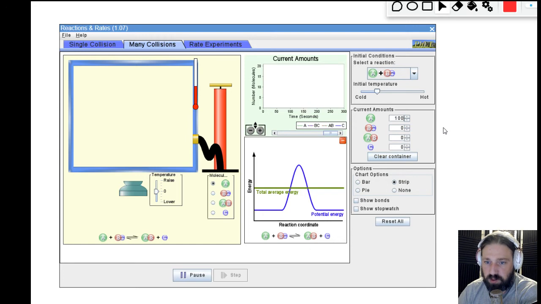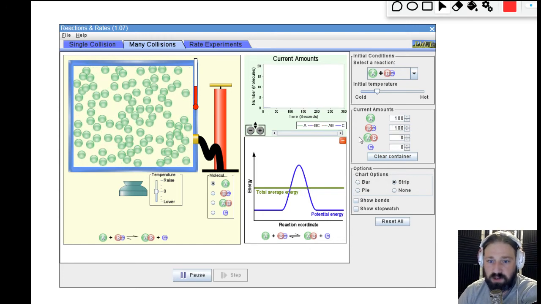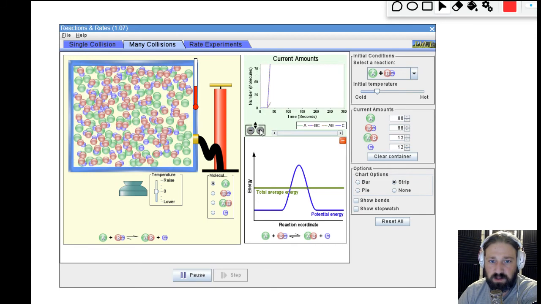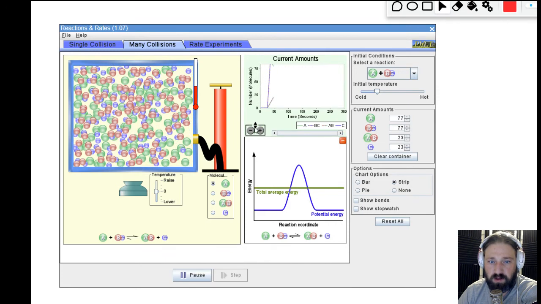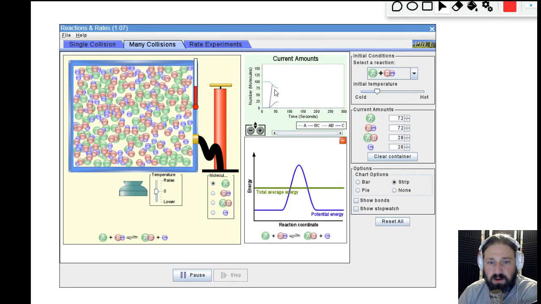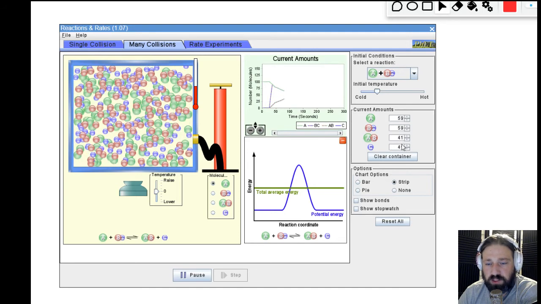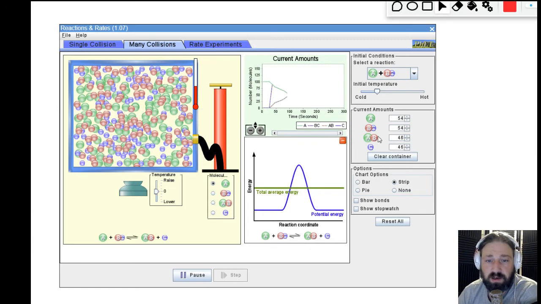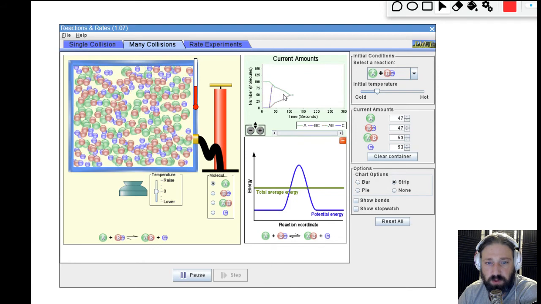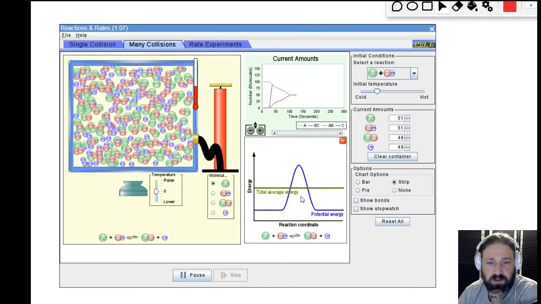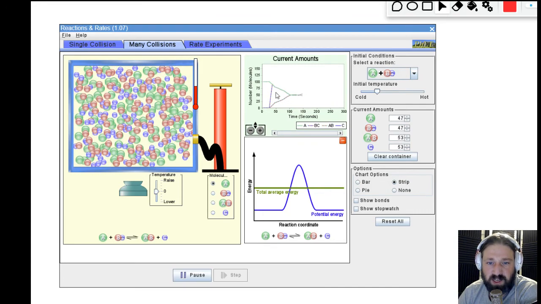Let's actually do 100, 100, and go. Let's see what that rate is. Move this to 100. There we go. You can see that the rate, the amount that's changing, is a lot higher. This slope here is a little bit steeper. It's taking about 100 seconds before things start evening out.